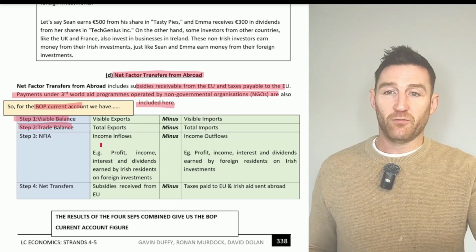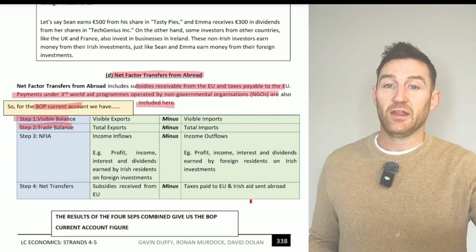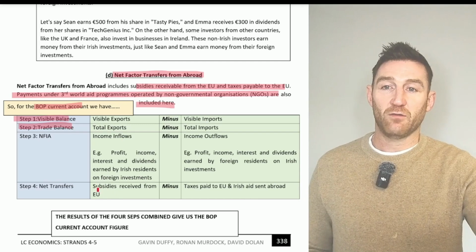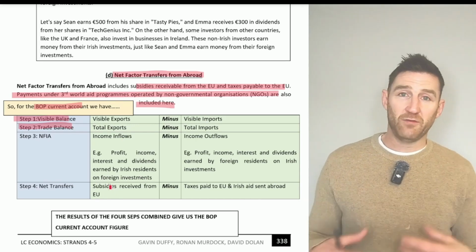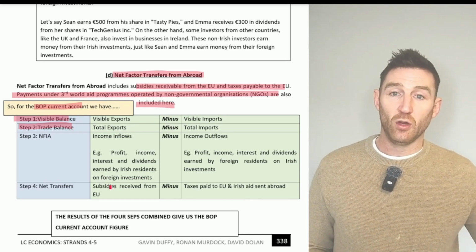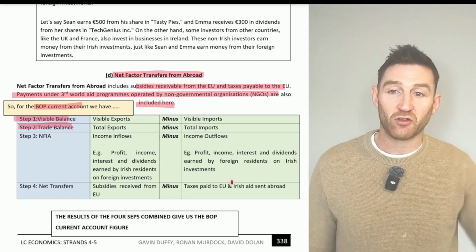Then net factor income from abroad: we would look at total inflows of money minus total outflows of money. The outflows will always be greater than the inflows. And then the last thing is we look at net transfers. So we would have subsidies received from the EU, and we measure that against those two things that we're paying to the EU and other countries. So taxes and then any Irish aid sent abroad.